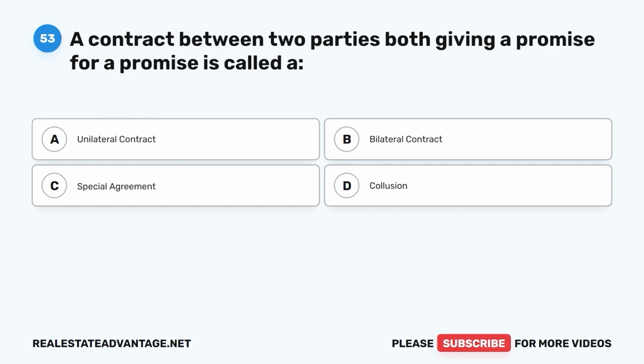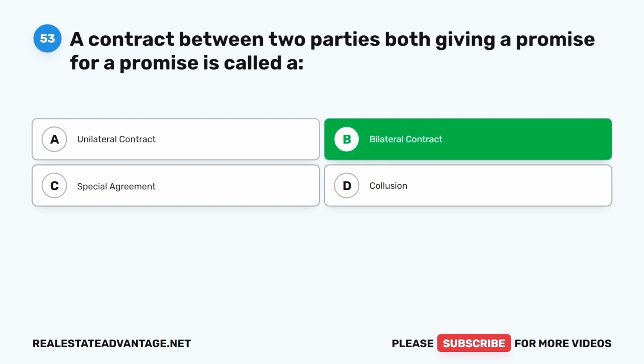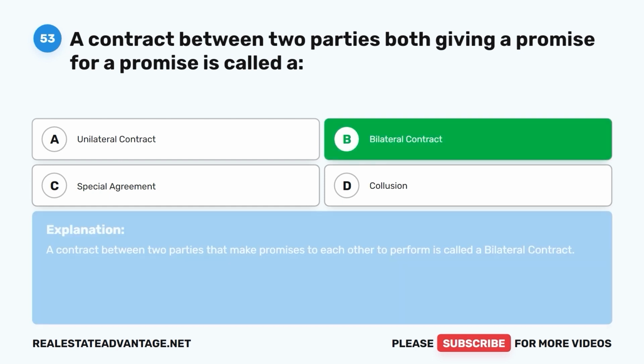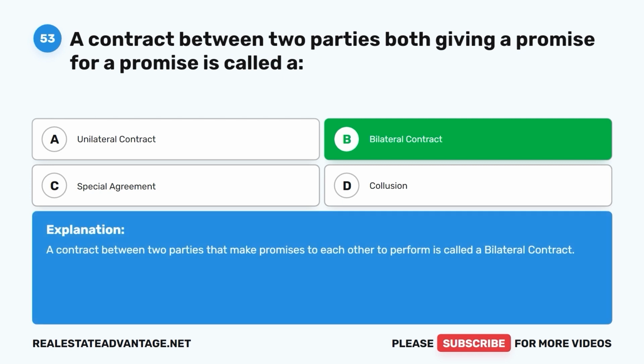Question 53. A contract between two parties both giving a promise for a promise is called: A. Unilateral contract. B. Bilateral contract. C. Special agreement. D. Collusion. The correct answer is B. Bilateral contract. A contract between two parties that make promises to each other to perform is called a bilateral contract.